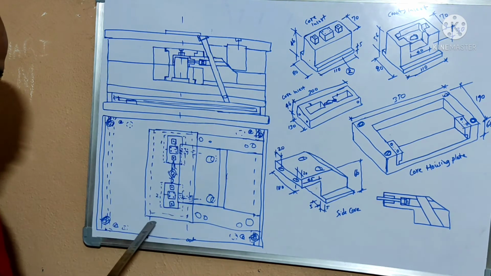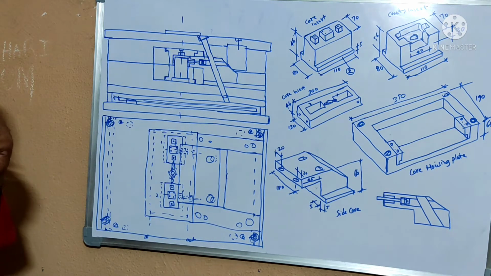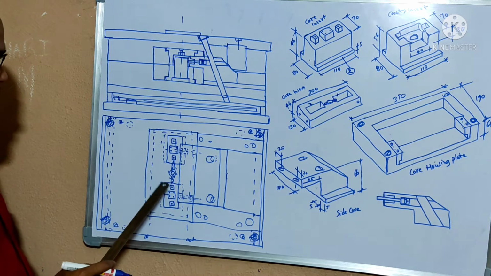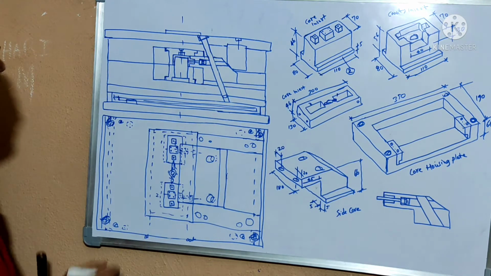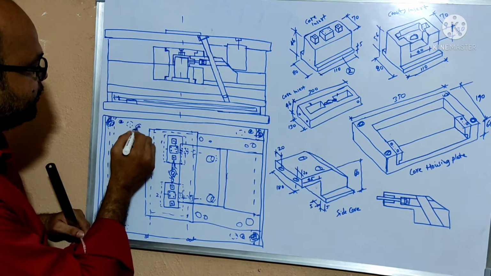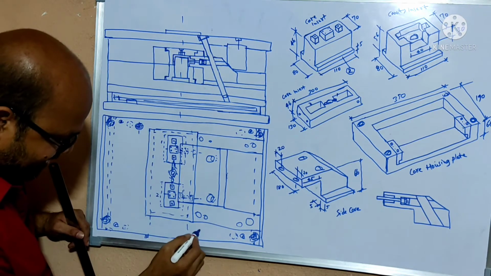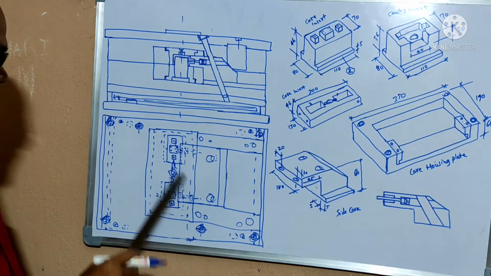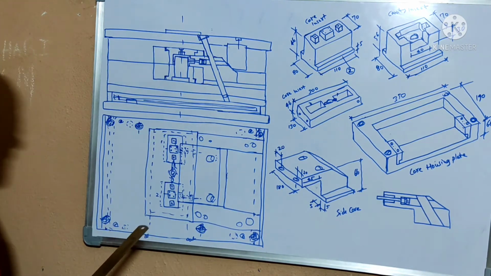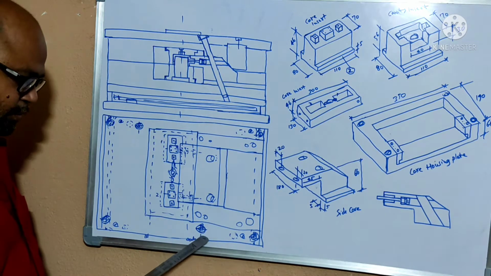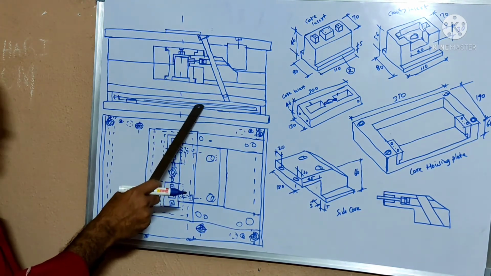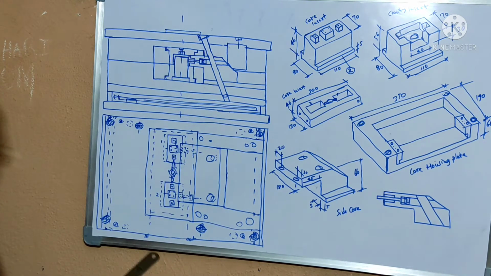This you know it, and in the top view, similarly we have to place the ejector guide pillar and guide bushes. Symmetrically we have to place the two ejector guide pillars and guide bushes, which will help the ejector assembly to move up and down easily during the ejection.